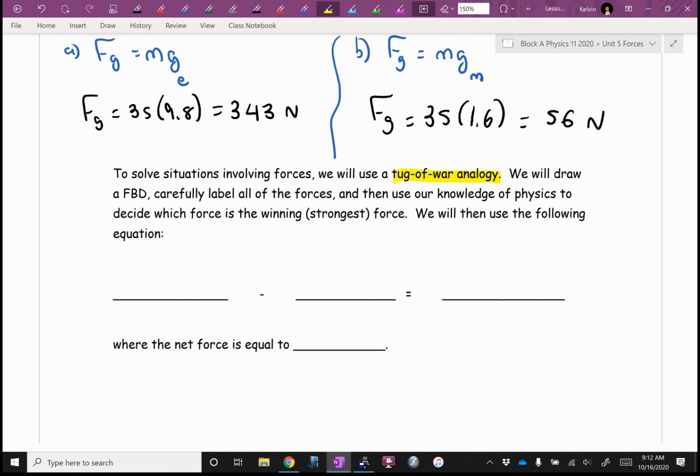Pick up right here from where we left off because this is the key concept here. Get the stuff that you missed later. We're going to use our knowledge of physics to decide which way we're accelerating. That's the winning direction. And we're going to use the following equation. Winner minus loser equals F net.